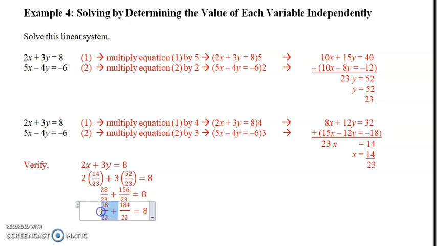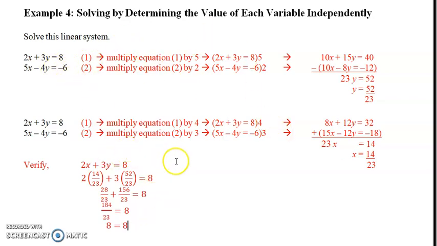And punch that in your calculator. Put 184 and divide that by 23, and we get 8. Right? So 8 is equal to 8, which is what we wanted. And there's your verification. And you can do the same thing. You verify in the second equation as well if you wish.